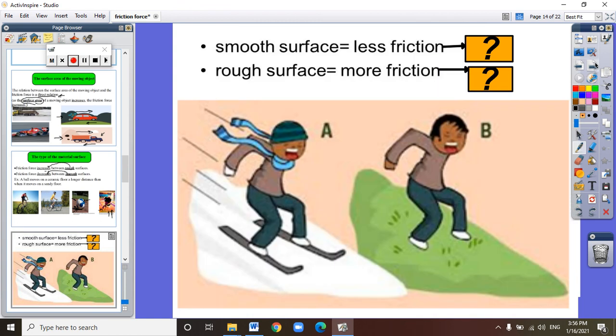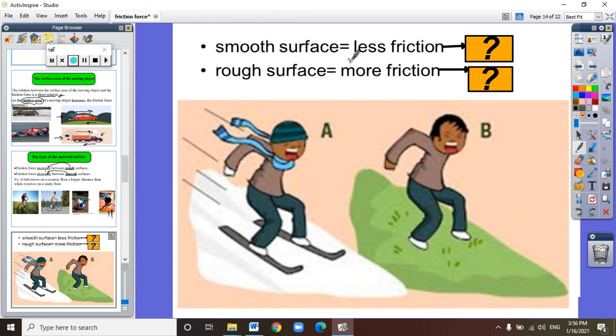Okay, look at this picture, primary 5. I have here two boys. This boy is sliding on the ice and this boy is sliding on the grass. Which one is smooth and which one is rough? So the ice is a smooth surface, but the grass is a rough surface. So which one has less friction and which one has more friction? Before answering, remember that the friction force increases on the rough surface and decreases on the smooth surface.